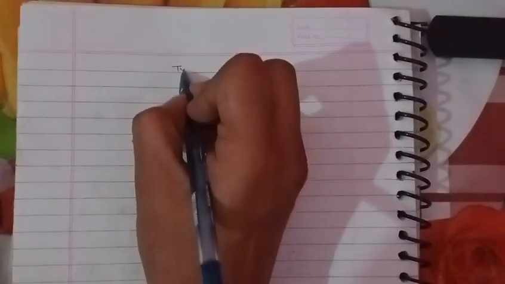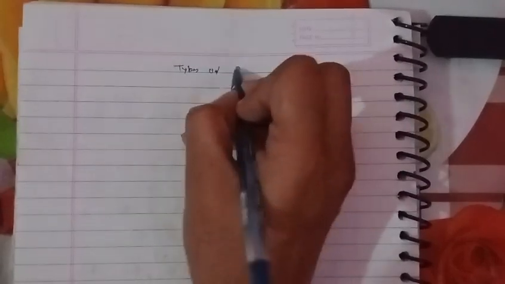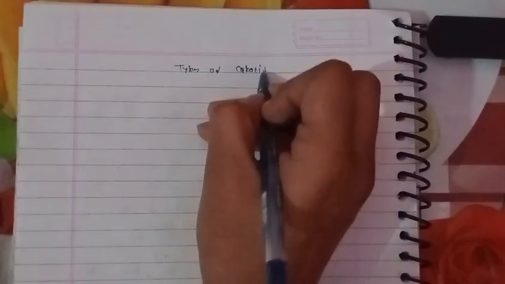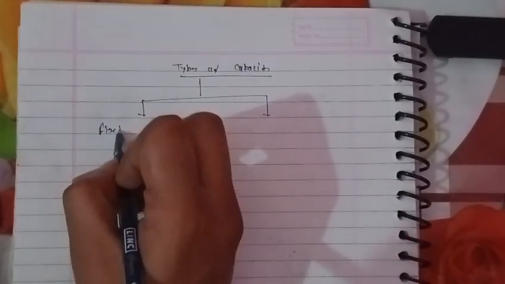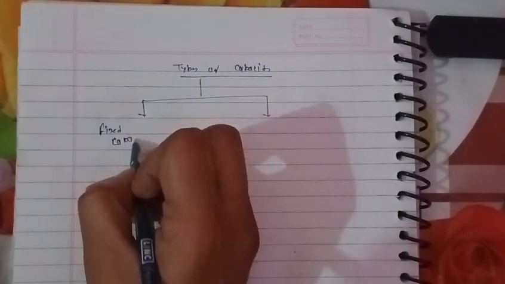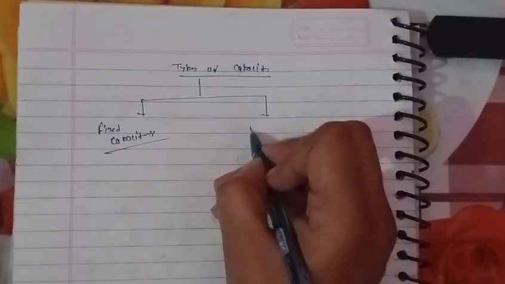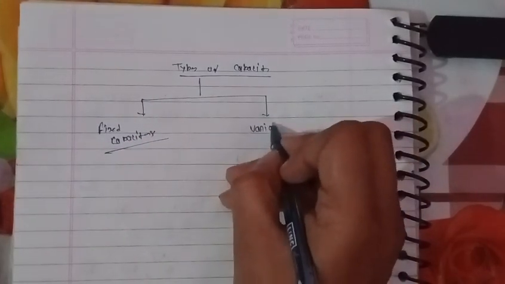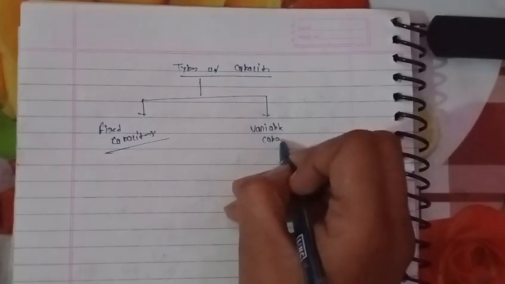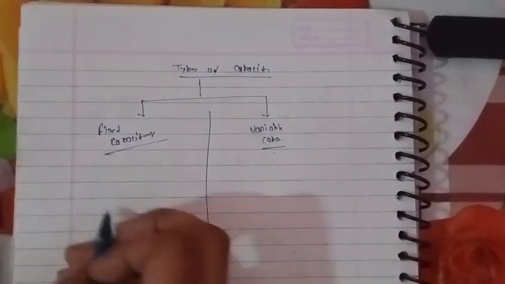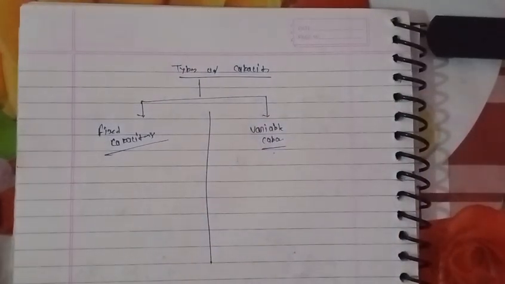Now we will discuss about the types of capacitor. There are two types of capacitor. First one is the fixed capacitor, and second one is the variable capacitor. Now we will discuss about the fixed capacitor.